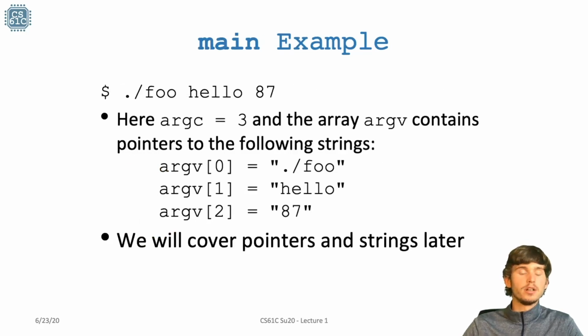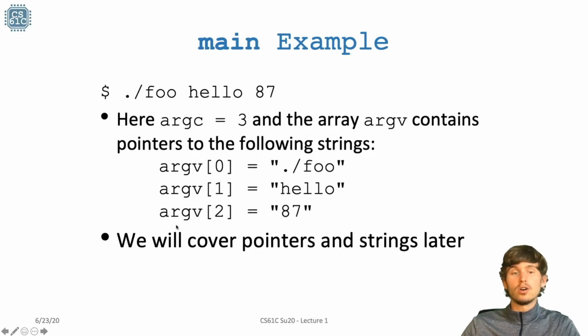So here's an example: say I called the program foo with hello and 87 as arguments. I'd see argc is 3 because I have 3 arguments there, and my argv would contain foo as the first thing, hello as the second thing, and 87 as a string. Key thing, it's a string, not an integer, as the third thing.